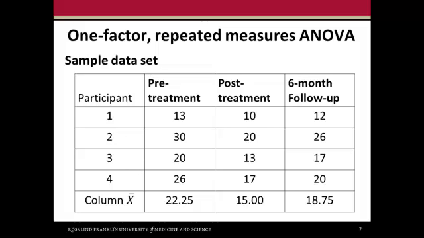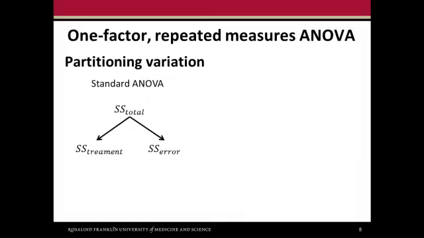So we have our data here. Again, you don't have to know how to calculate all the sum of squares and everything like that. But you do have to know how to partition the variance. So when we do a standard ANOVA, remember we have our sum of squares total, and some of this is due to the treatment effects, and some of this is due to just random sampling error.